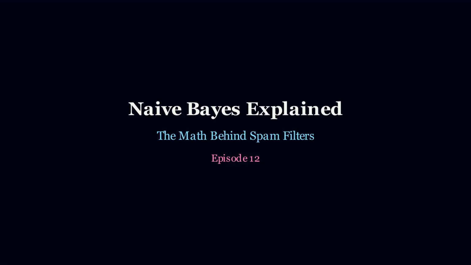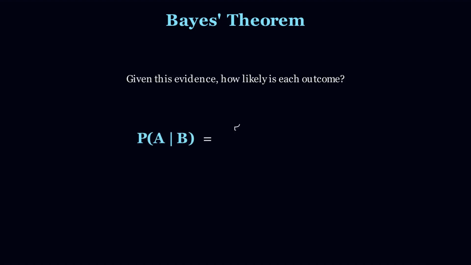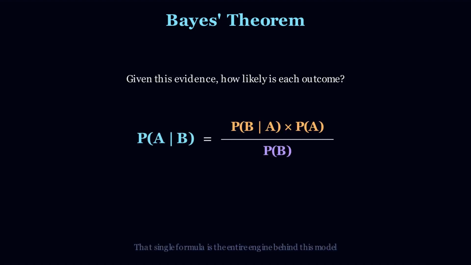This is episode 12. Naive Bayes explained, the math behind spam filters. By the end, you'll build a spam filter from probability alone. Everything here builds on one 250-year-old formula, Bayes' theorem. It answers one question. Given this evidence, how likely is each outcome? P of A given B equals P of B given A times P of A divided by P of B. That's it. That single formula is the entire engine behind this model.